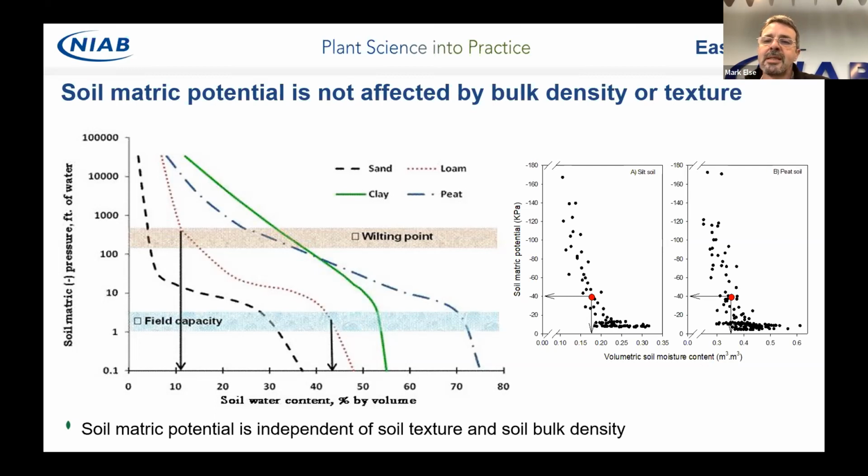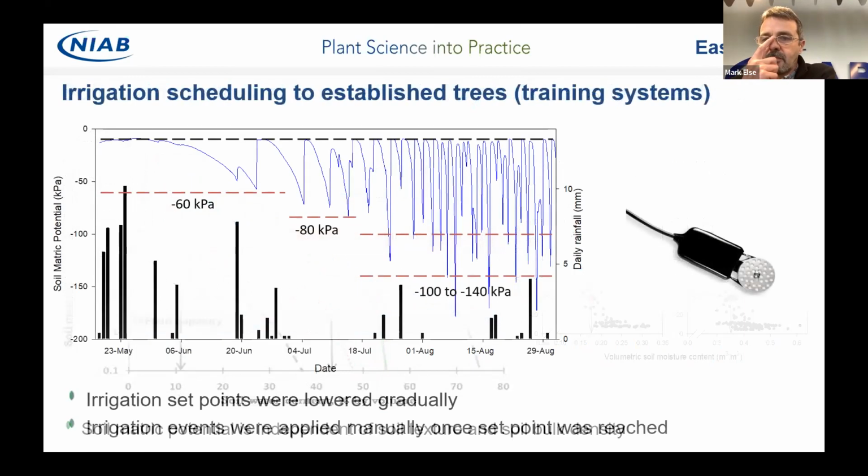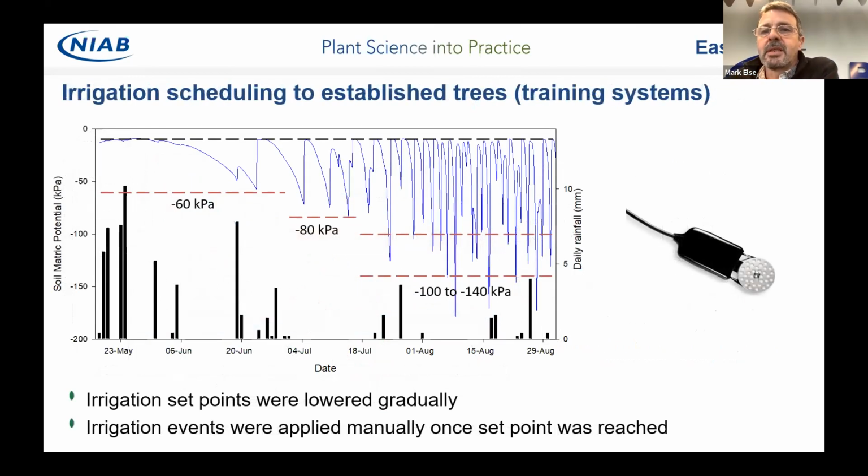And this just re-emphasizes the point then that matrix potential is quite a useful measure to us because it's independent of bulk density. And so it can be used across many different soil types and many different substrate types. So that's why we tend to use a combination of soil matrix potential and also volumetric moisture content. Okay, next slide, please. And so this is how we schedule irrigation over the season.